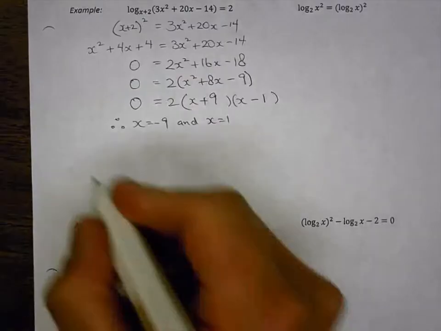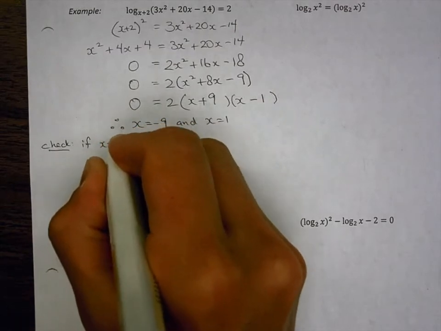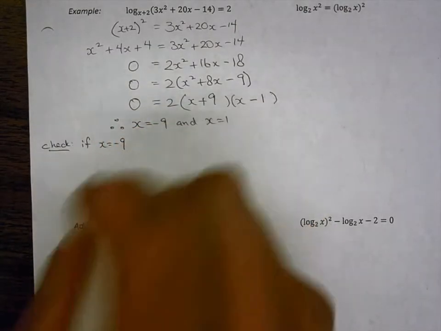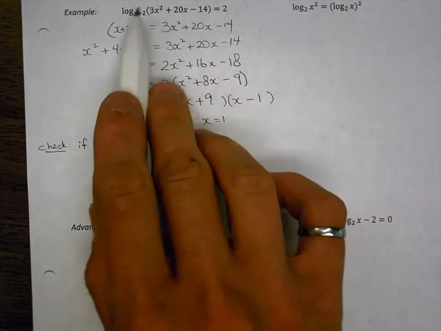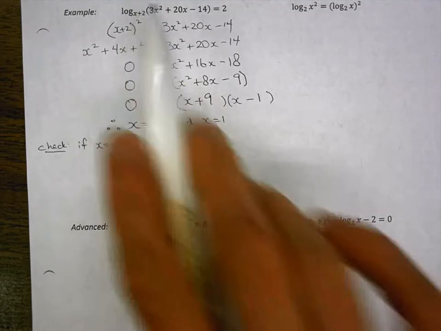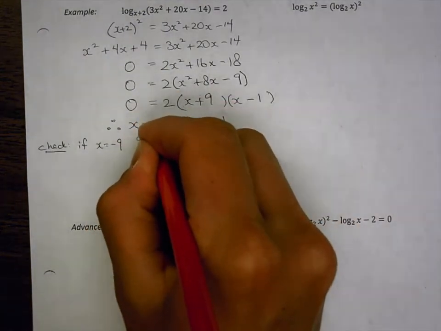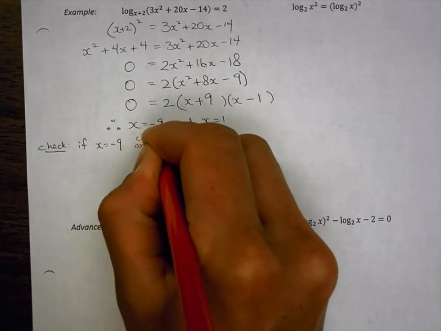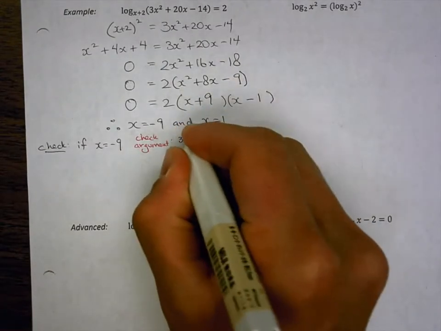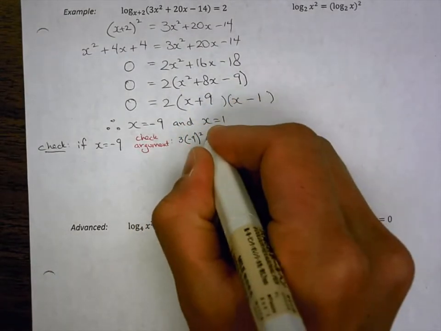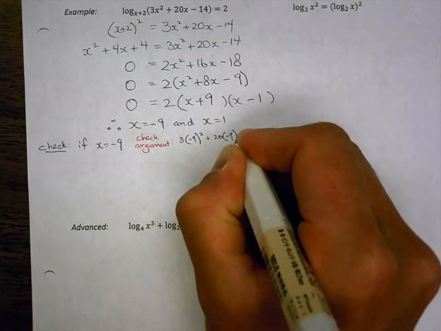However, I do need to check, so let me go check. If x is equal to negative 9, well, there's a few things I have to check here. I have to check the argument and I have to check the base, which is annoying, but we will do it. So let's check the argument because they both have to be positive. The argument would be 3 times negative 9 squared plus 20 times negative 9 minus 14.